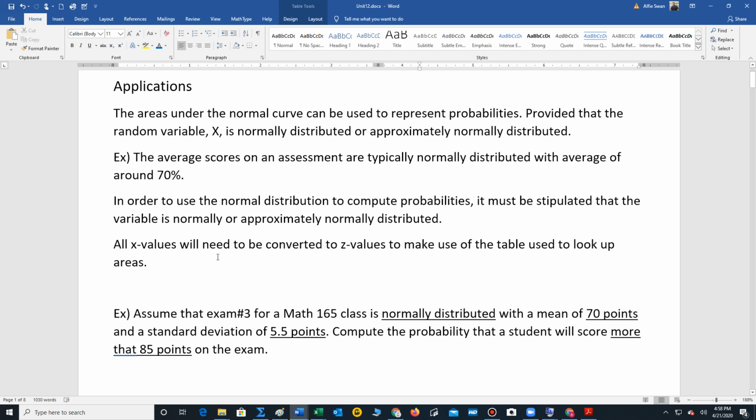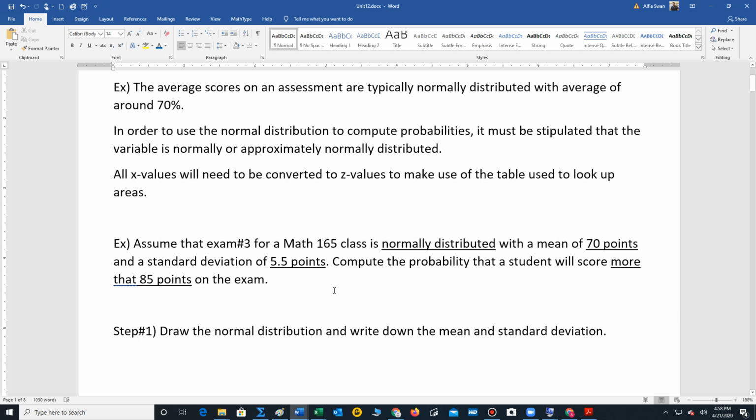And when we work out this problem, we're going to have to convert any x value to a z value and then look up the probability in the table to determine the area. So let's look at an example. Let's say that for a Math 165 class, we know that the test scores are normally distributed. The mean is 70. The standard deviation is 5.5. We want to calculate the probability that a student will score more than 85 points on the exam.